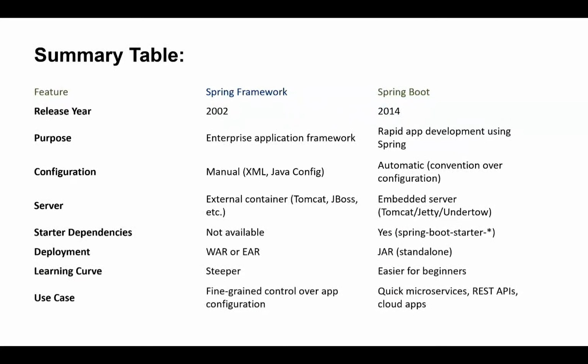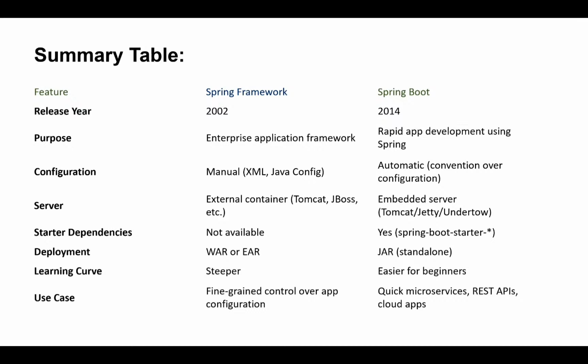Now we will compare Spring Framework and Spring Boot on certain features. Release: Spring was released in 2002, Spring Boot in 2014. Purpose: Spring Framework's purpose is as an enterprise application framework. Spring Boot is for rapid app development using Spring. Configurations: in Spring Framework we do manual XML or Java config, but in Spring Boot we have automatic, convention over configuration.